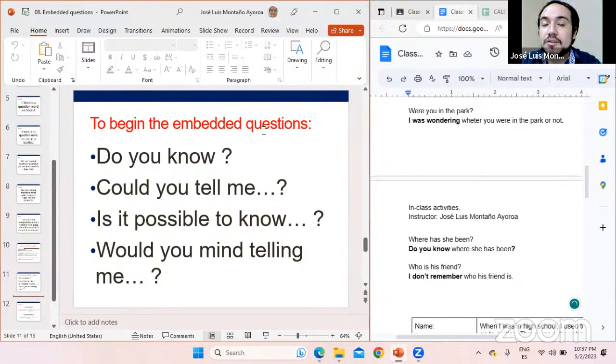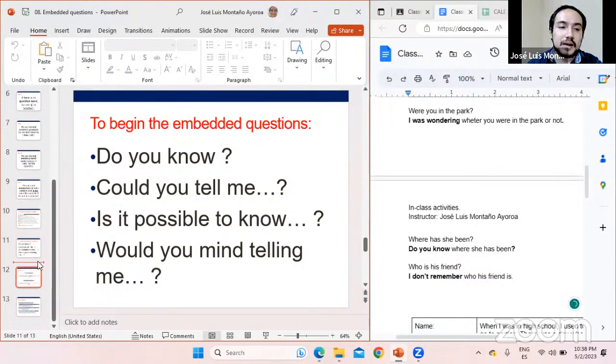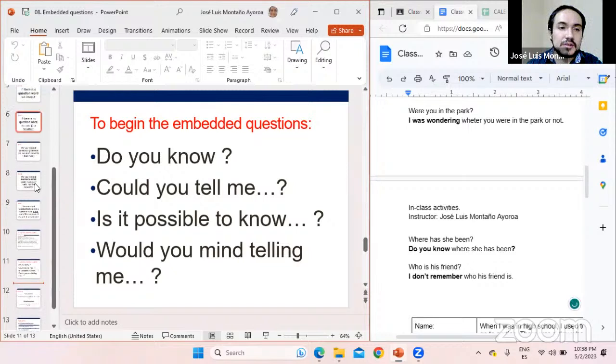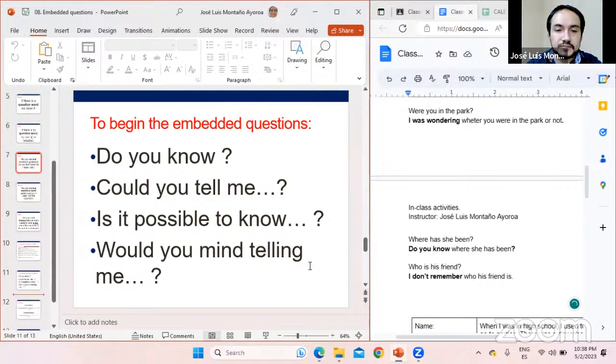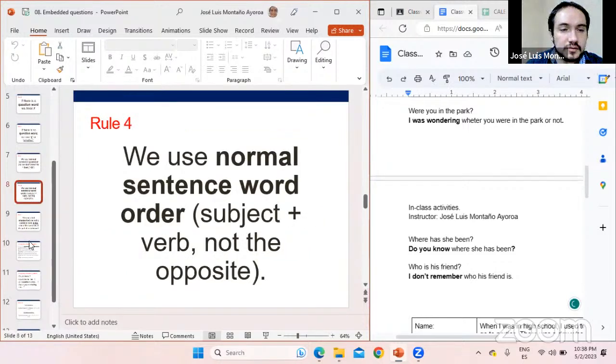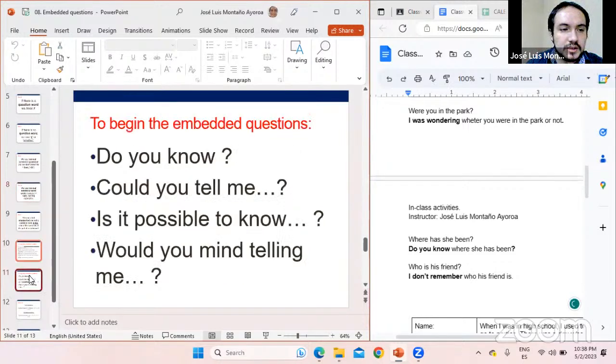All right, in those four cases, you have a question inside another question. That's the logic again for embedded questions. That's the logic behind it. Okay, now that's the rule. Now we are here.